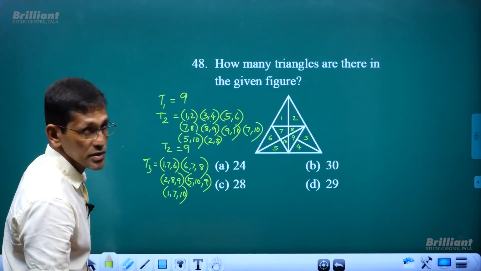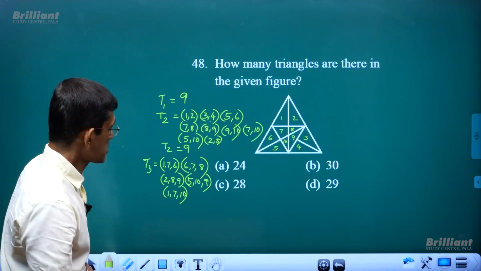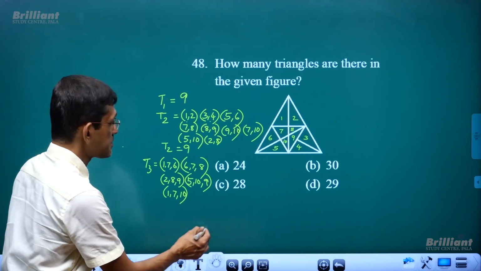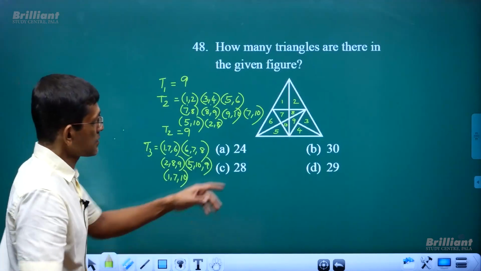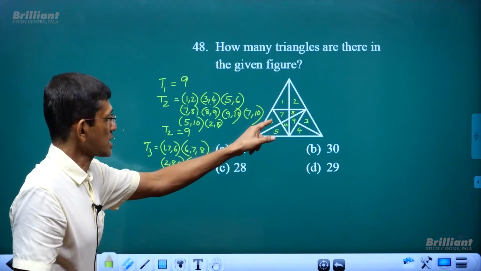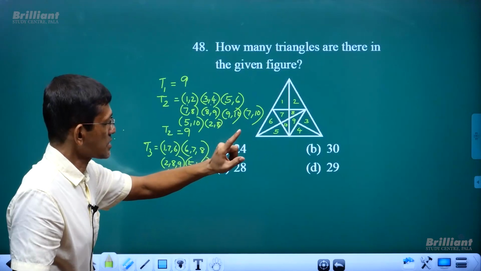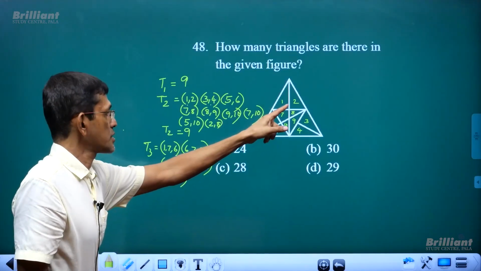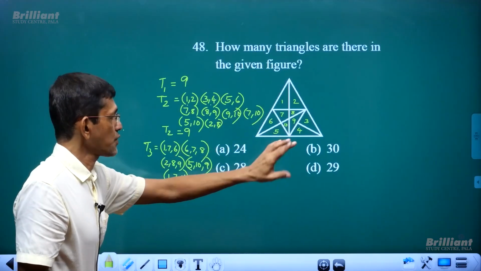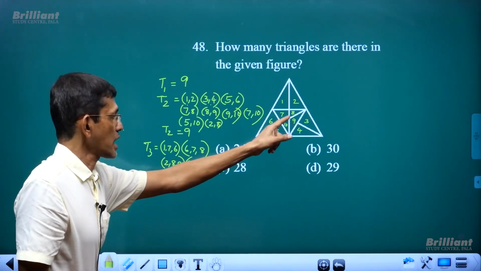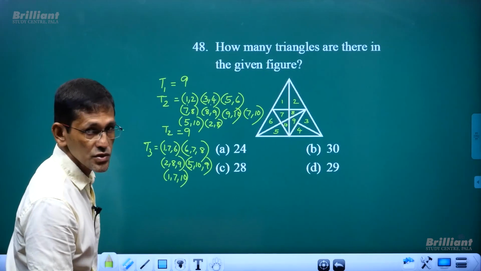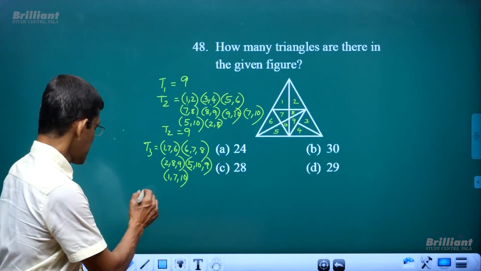Now, any four pieces together, is there a possibility? Check it out. If you take 1, 7, 6, 5, that's not a triangle. 1, 2, 8, 9, and 4, that's not a triangle. 3, 4, 9, and 8, it's not a triangle. So four pieces, it doesn't work. How about five pieces?